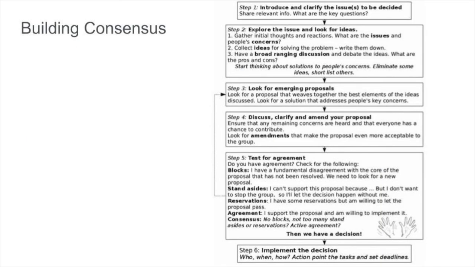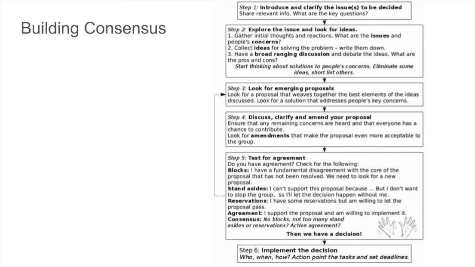In the course content, I've got what I call a flow diagram here with regards to exactly the same thing I just discussed, which is building consensus. So again, step 1, introduce and clarify the issue. 2, explore the issue and look for ideas. And again, look for people to get involved. Look for emerging proposals. So out of all those ideas, someone might have a really good idea of how to proceed. That is what we call our emerging proposal, something no one's thought of before.